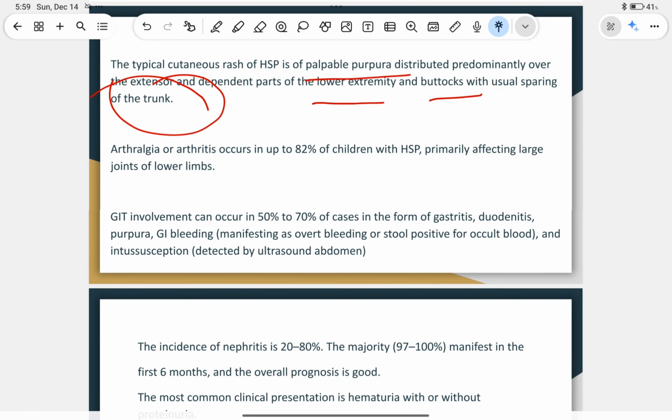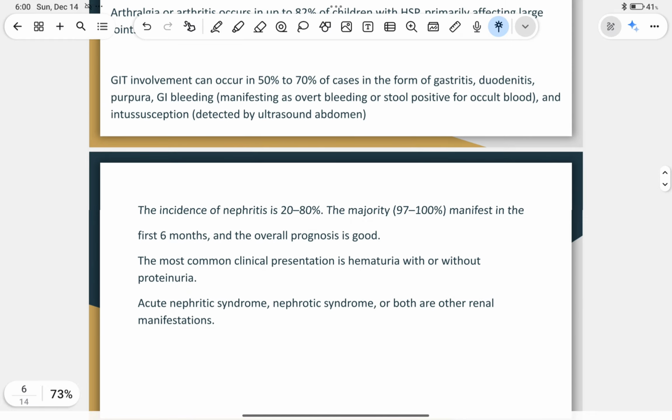Generally they come with painful abdomen, gastritis, duodenitis, whatever is there, but in severe cases there is severe bleeding that will cause occult blood loss. So stool is positive for occult blood and sometimes can be intussusception. We are going to nephritis in the form of nephritic or nephrotic syndrome. That means hematuria or proteinuria can be there.